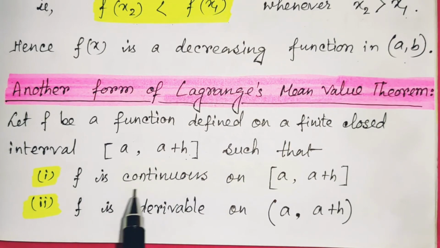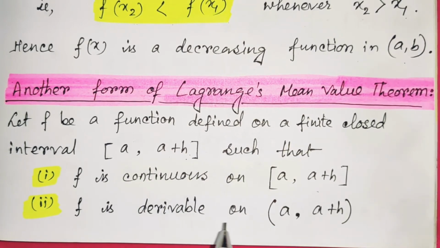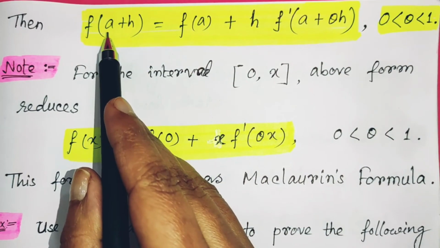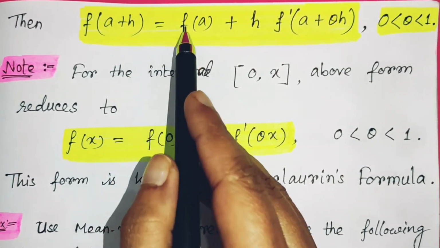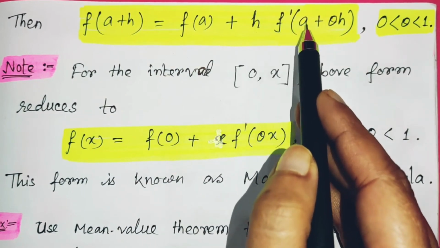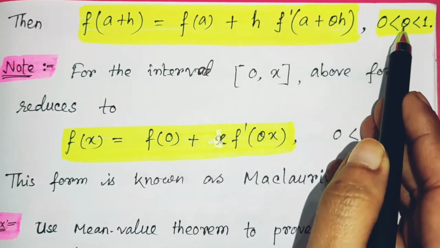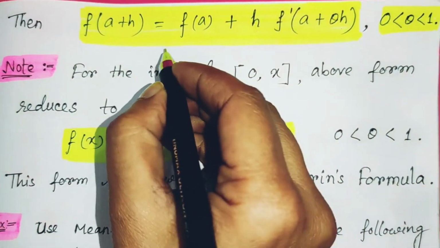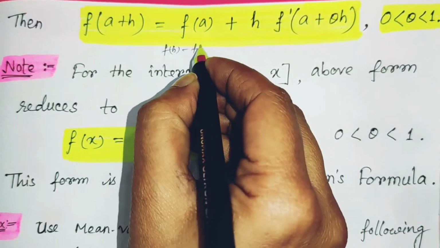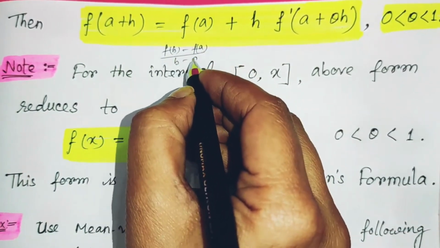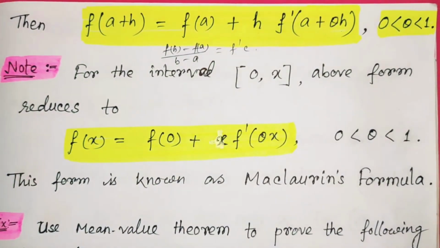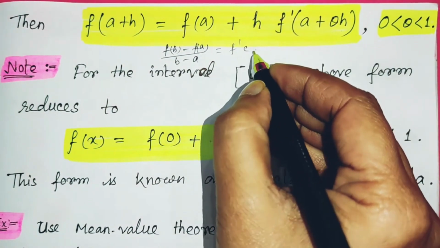Then what happened? F is continuous within this closed interval. F is differentiable on the open interval a comma a plus h. Then f of a plus h, instead of b we should substitute a plus h, is equal to f of a plus h into f dash a plus theta h, where theta lies in between 0 and 1. Just remember that our form is f of b minus f of a divided by b minus a, is it not? So that one is equal to f dash c.